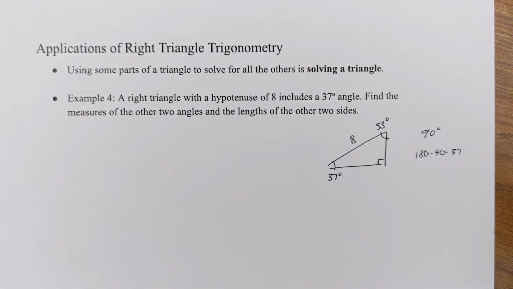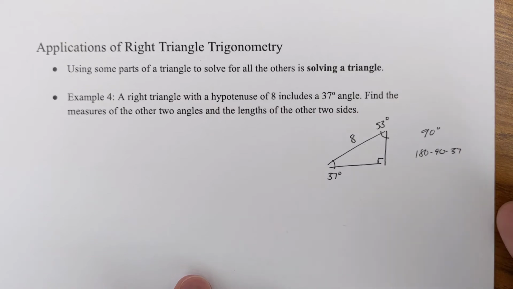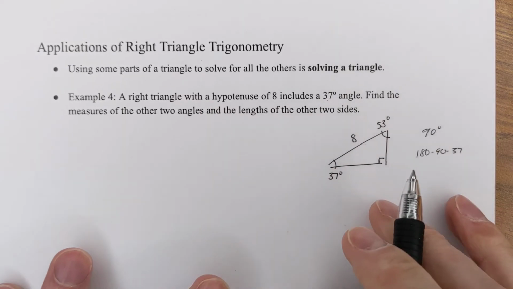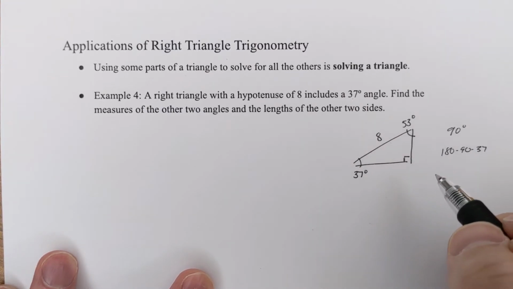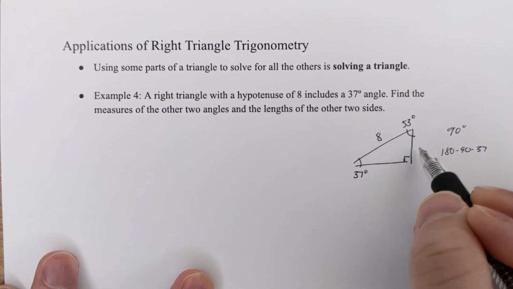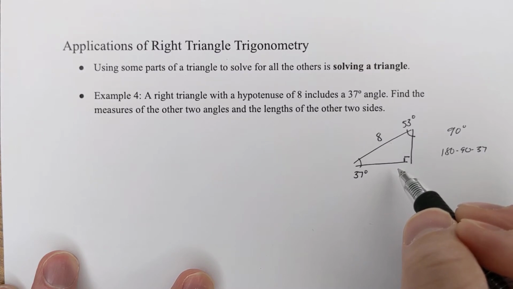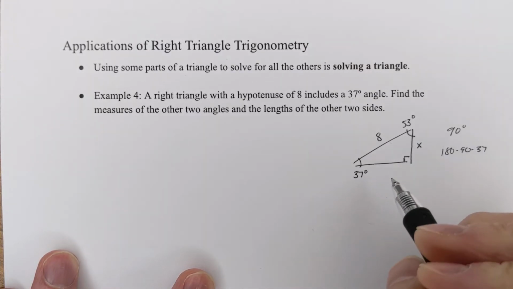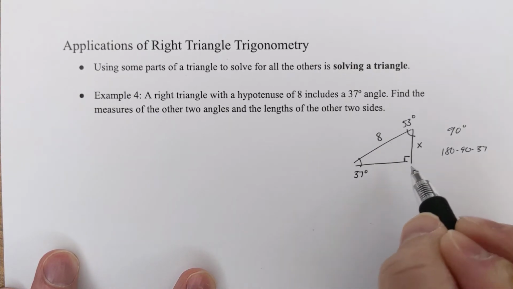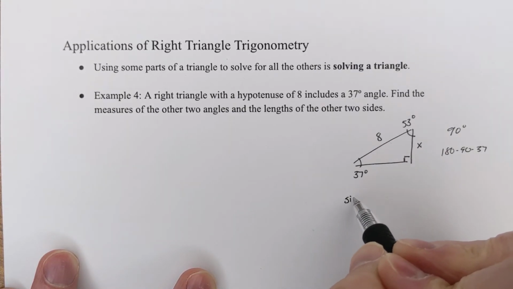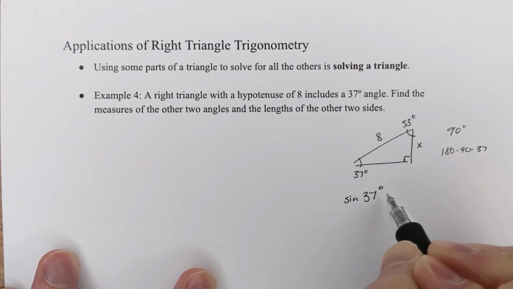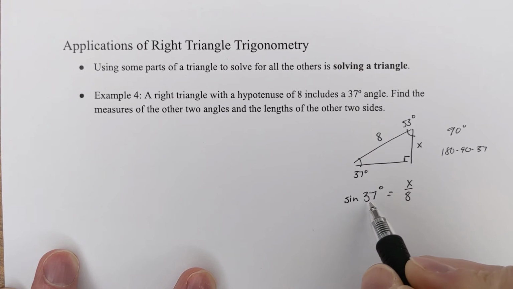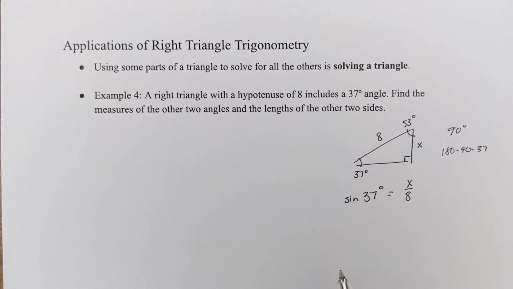Now, what we can actually do though is, since we have a known angle and known sides, we can use the sine, the cosine, or the tangent to get one of these other two missing sides. So for example, if I wanted to find the opposite side here, I'm going to use angle 37. Opposite and hypotenuse are sine. So the sine of 37 degrees is equal to the opposite divided by 8. Now I can do that in my calculator as long as I make sure my calculator is in degree mode.